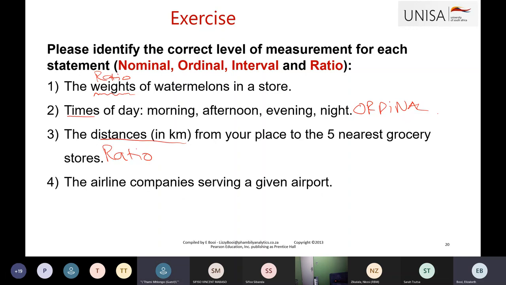Airline company serving at a given airport. Think about the airline companies at your South African airports, like OR Tambo, Cape Town and Lanseria, the ones in Mpumalanga. I can't even remember the names of the airports now, or PE. What airline companies are there? And once you've thought about it, is it nominal or ordinal? Nominal. It will be nominal, because there is no natural order or logic.